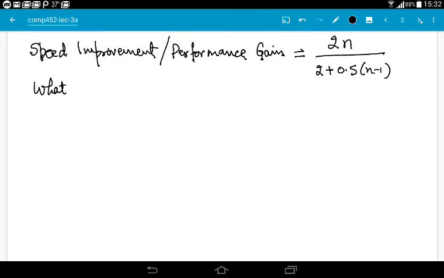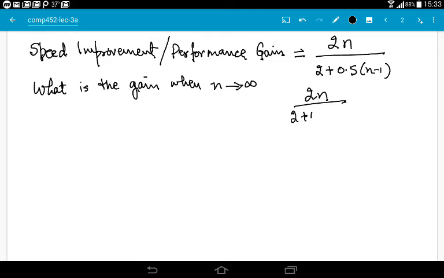What is the gain when n approaches infinity, or n becomes very large? When n is very large, we can replace n minus 1 by n. So this becomes 2n over 2 plus 0.5n. Now when n is very large, 0.5n will be much bigger than 2, so we can ignore 2. So this becomes 2n over 0.5n, and this n cancels and we get 4.